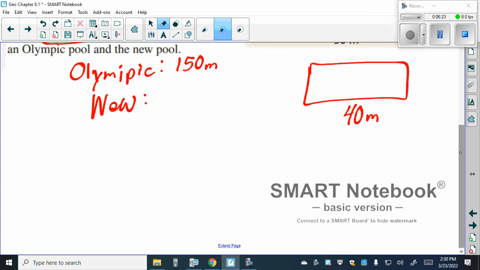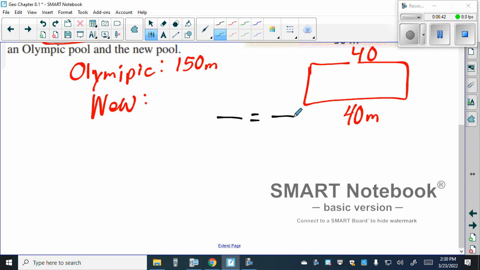Do we have enough information for the new one? Well, I know that these two are 40, yes? Do I know what the other two lengths are? No. But they are similar. So I can't just add them up like I did with the Olympic, but I can use the proportions like we did yesterday.